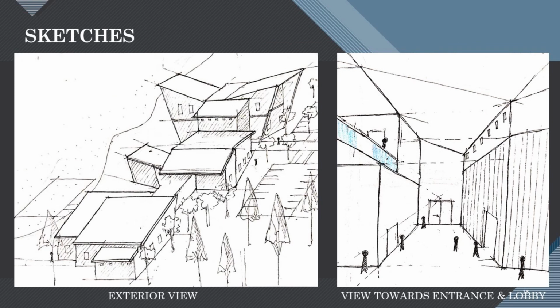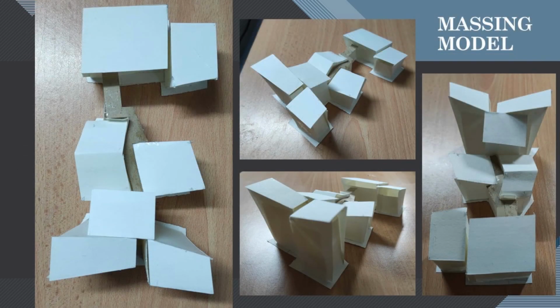Here are sketches of the exterior view of the building and the view towards the entrance and lobby. Last but not least, this is the massing model of my building that is based on the concept of angularity.